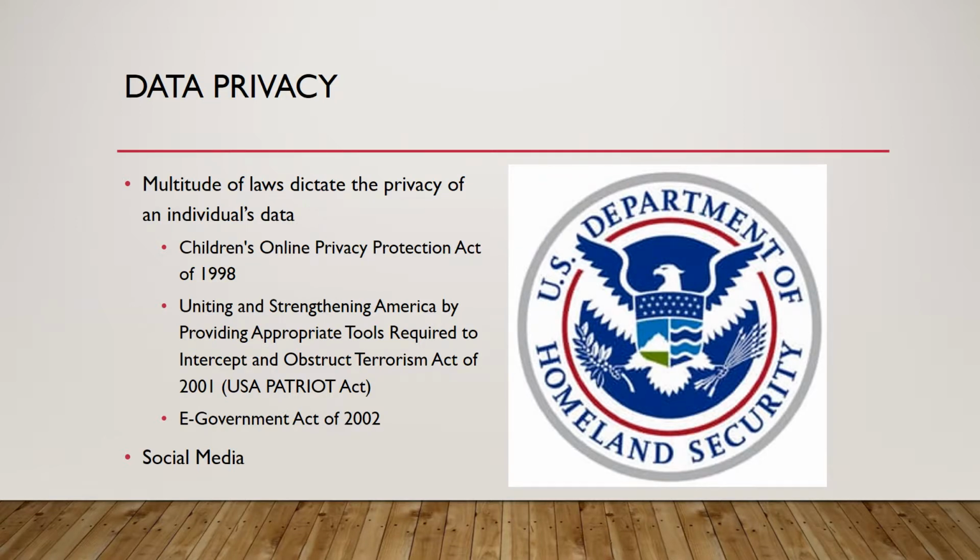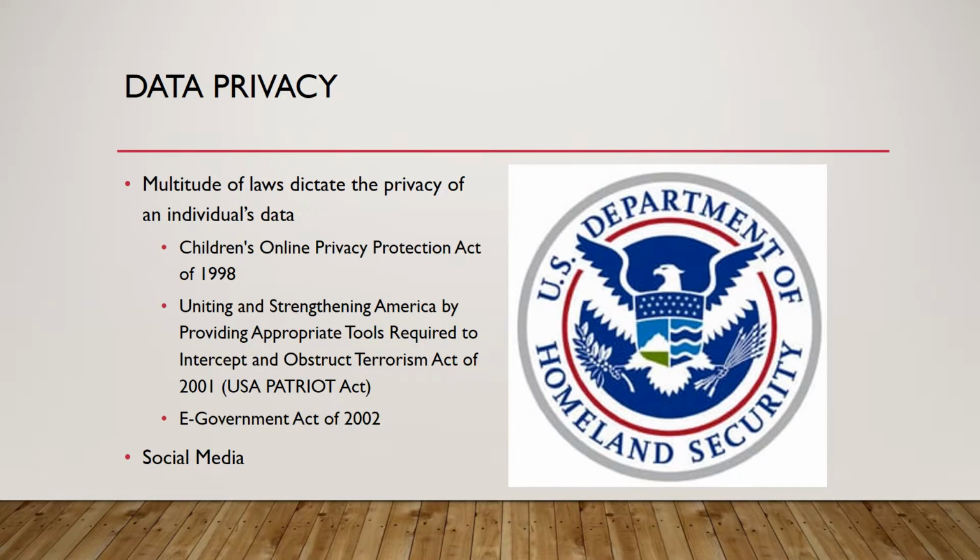In terms of protecting one's data, there have also been a multitude of laws and acts that have been put into place that are focused on providing privacy about one's personal information. There are three acts that are specifically focused on the privacy of one's personal information. They are the Children's Online Privacy Protection Act of 1998, the Uniting and Strengthening America by Providing Appropriate Tools Required to Intercept and Obstruct Terrorism Act of 2001, which is also known as the U.S. Patriot Act, and finally, the E-Government Act of 2002.